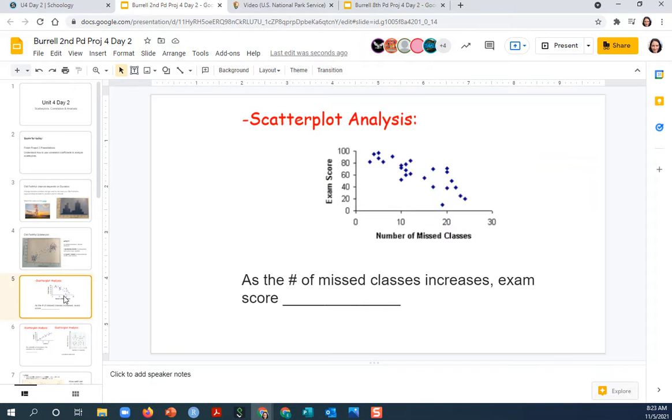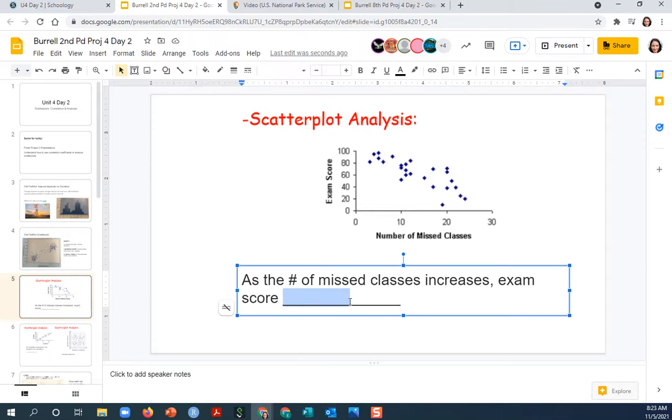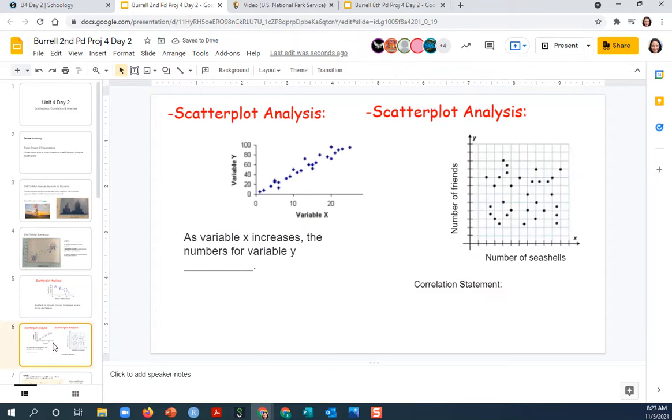Okay, so think about this one. As the number of missed classes increase, the exam score does what? Decreases. Good. So these are not that tricky. And they will be part of the analysis of the graphs that you put on your trifold. But there'll be more. Okay? How about this one? As variable x increases, the numbers for variable y do what? They increase. Very good.